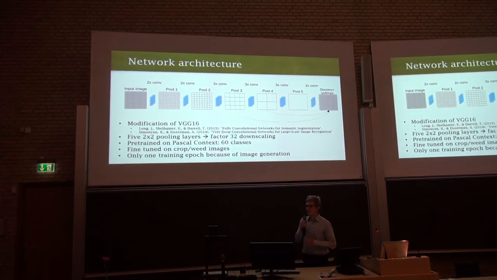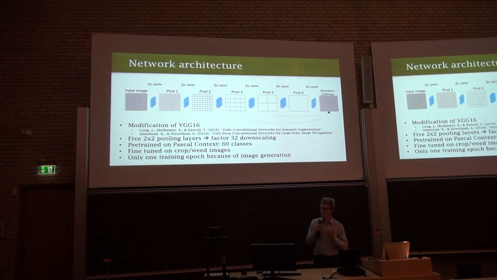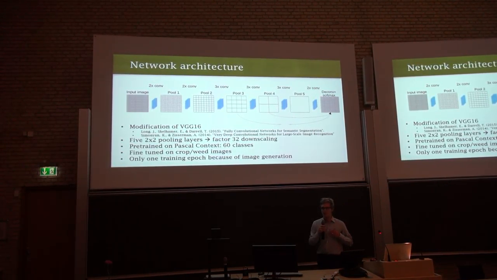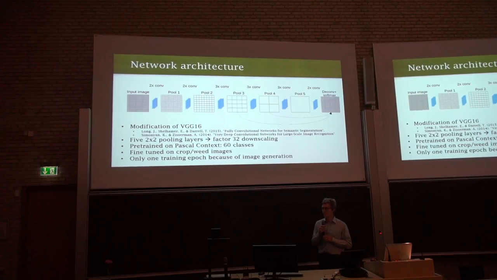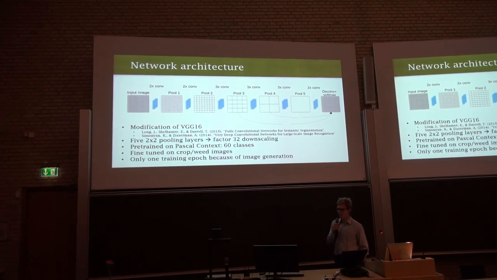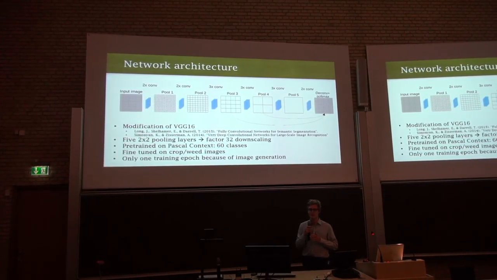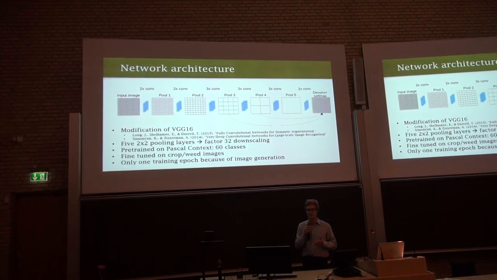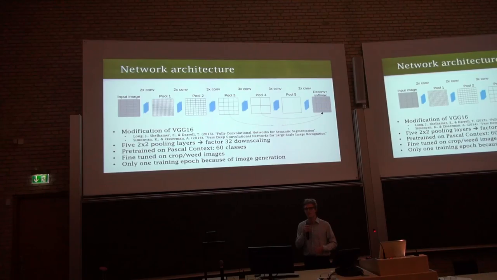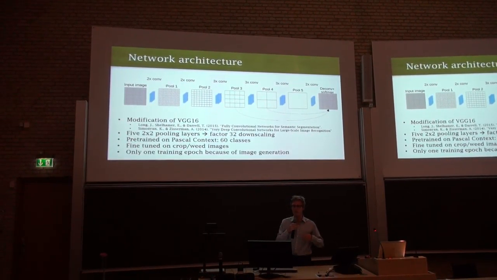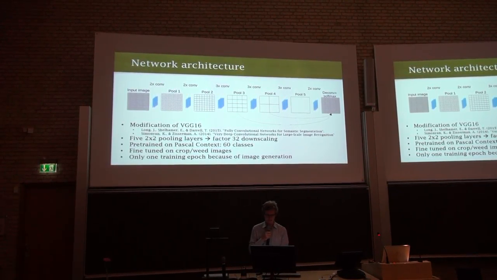Normally when you train such a network, you run through several epochs, and after each epoch you update the weights in the network. But because we are able to generate our own data, there's really no reason to reuse some of the images. We could just generate new training data. So we only have one long epoch where we keep updating our weights during the training.